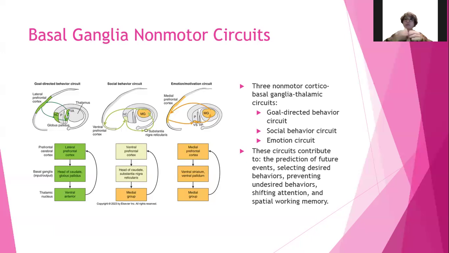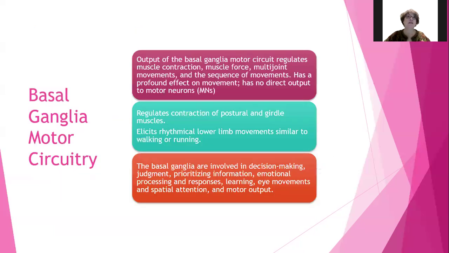So you want to predict the future events. You want to select the desired behaviors, and you want to prevent undesired behaviors like running over pedestrians. And shift attention to, like, oh gosh, there's someone crossing right now. And spatial working memory, like where is everything in space? So the basal ganglia are super important for just day-to-day activities as well as non-motor and motor.